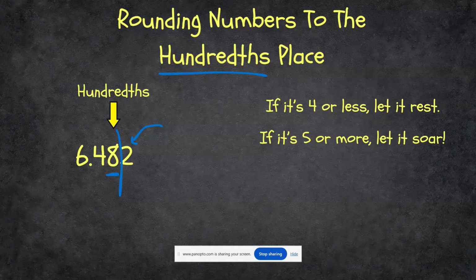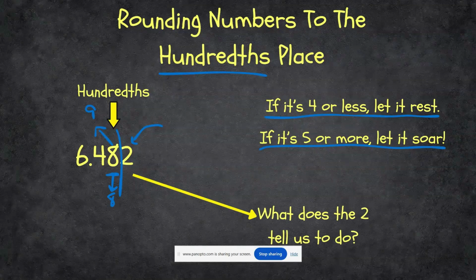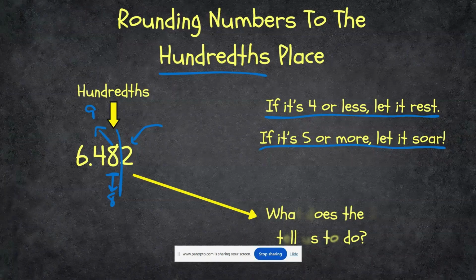And then we're going to remember our saying, if it's 4 or less, let it rest. If it's 5 or more, let it soar. So that 8 is either going to soar and turn into a 9, or it's going to rest and it's going to stay an 8. So we have to ask ourselves, what is that 2 telling us to do? Rest or soar? Well, the 2 is 4 or less. So that 2 is going to tell our 8, you chill out. You're not going to do anything.